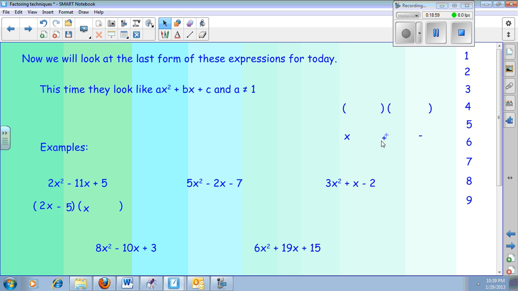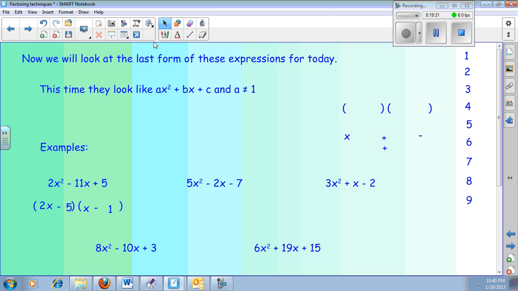No, not plus, because plus would give us a negative number, and we want a positive number for the end. So it should be the same sign. So minus, and then our other factor of 5, which is a prime number, so it's easy to pick, is 1. So at this point, I have 2x minus 5 times x minus 1. But I'm not sure if the 5 and the 1 are in the right order. They might have to be switched. To check, I'm going to multiply the outside terms and the inside terms.